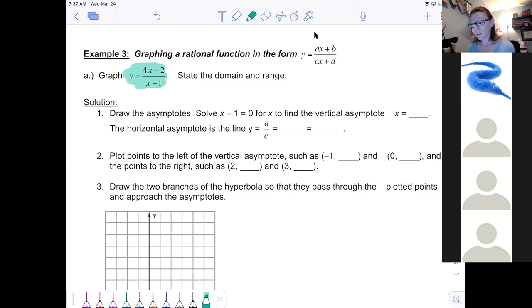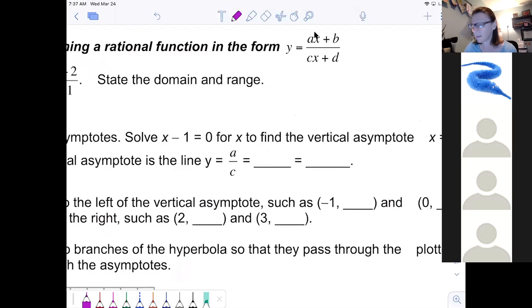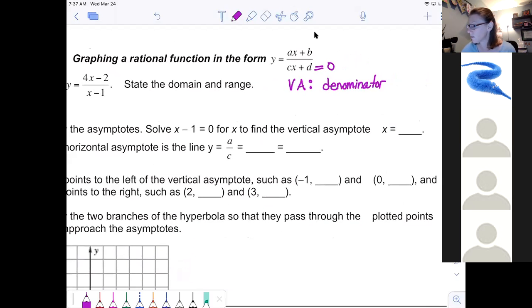So we are going to still find asymptotes, still a vertical and a horizontal. The vertical asymptote is going to be found when you take the denominator and set it equal to 0. So I'm going to make a little note up here. The vertical asymptote is when we take the denominator and set it equal to 0.